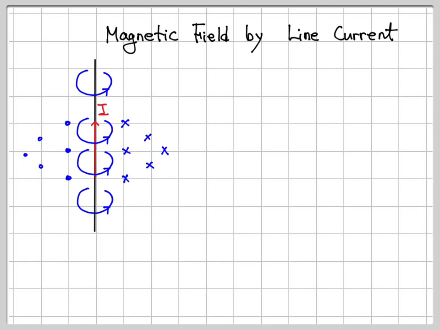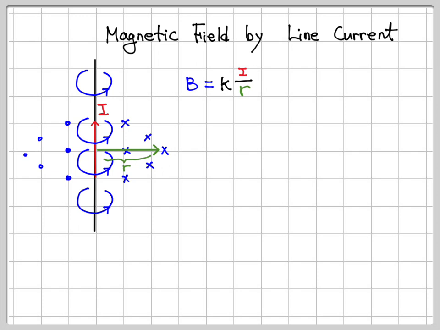We pick an arbitrary point, P, and this point has a distance from the current, which is R. Then we can write out the magnitude of the magnetic field like this: B equals K times I over R. B is a magnetic field, K is a proportional constant, and I is current. R is a distance or radius from the current.